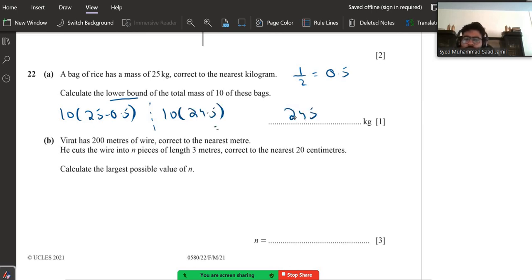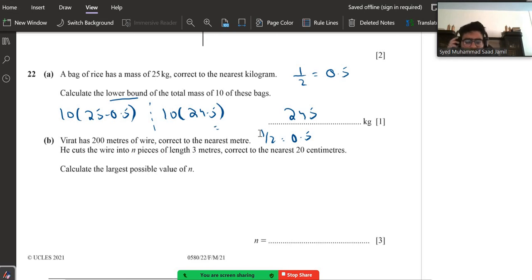So it's 245 kg. Now moving on to the next question. It says Virat has 200 meters of wire, correct to the nearest meter. Then again 1 upon 2, 0.5 meter. He cuts the wire into n pieces of length 3. We don't know the number of pieces. Correct to the nearest 20 centimeter. Calculate the largest possible value of n.